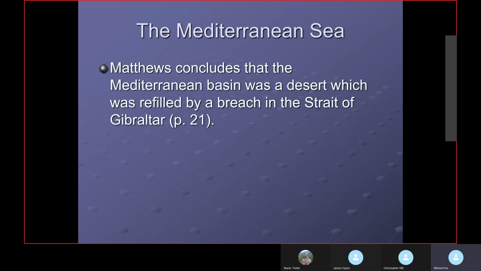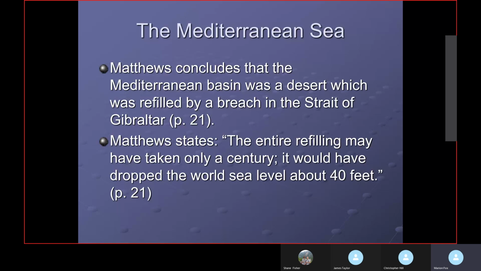Matthews concludes, now these are all in chapter 16 of my book. I'm going to move chapter 16, this part of it, into chapter 11, right after the fluvial lakes discussion of them. Matthews concludes that the Mediterranean basin was a desert which was refilled by the breach in the Straits of Gibraltar. That's page 21 of his. Matthews also states the entire refilling may have taken only a century. It would have dropped the world sea level about 40 feet.